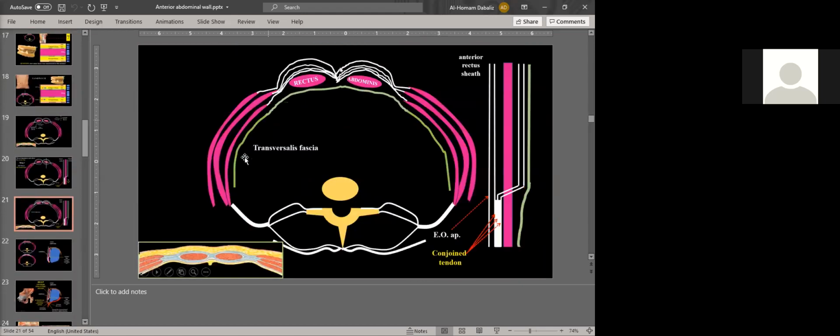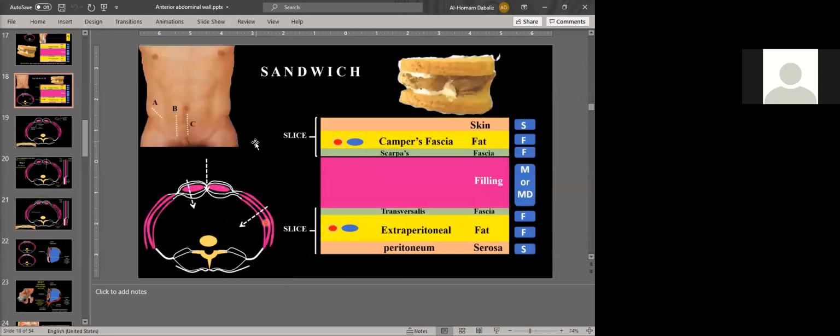And as you can see here, we talked about the transversalis fascia. Now, just something to note, this is a question that might come as an exam question, okay? Where in the abdomen will the rectus abdominis muscle have the transversalis fascia directly behind it? Where in the abdominal wall will you find the transversalis fascia immediately posterior to the rectus abdominis? Below the arcuate line. Yeah, it's below the arcuate line.